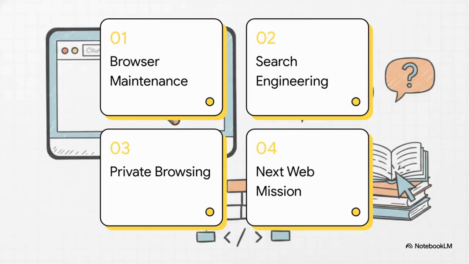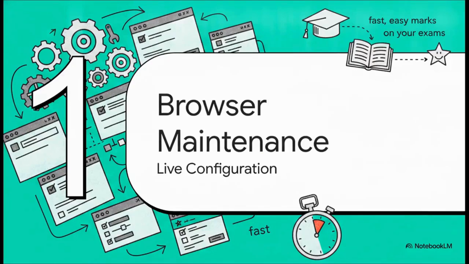Okay, here's our game plan for today. First, live browser maintenance. Second, advanced search engineering. Third, mastering private browsing. And finally, your next web mission. We're going to treat each of these 4 sections as a distinct hurdle you've got to conquer to fully optimize your live web environment. Let's kick things off with Mission 1, live browser maintenance, focusing on optimizing your web environment.